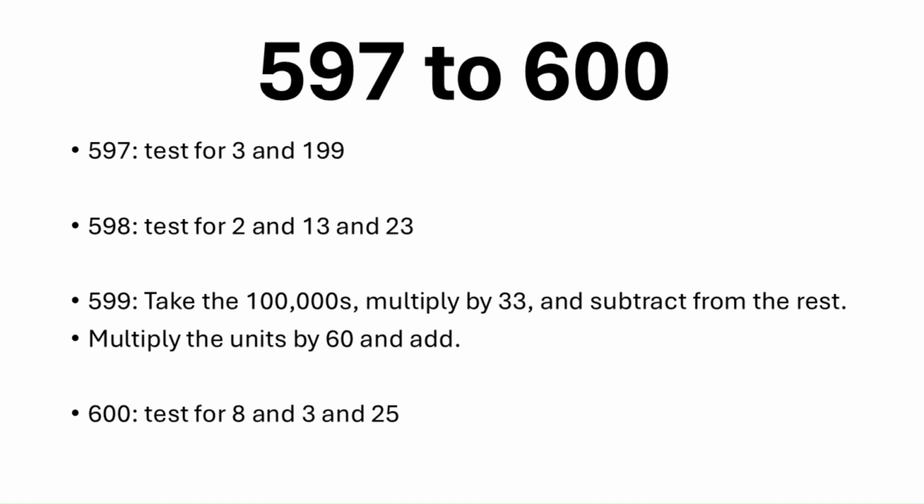598, test for 2 and 13 and 23. 599, take the 100,000s, multiply by 33, and subtract from the rest. Multiply the units by 60 and add. 600, test for 8 and 3 and 25.